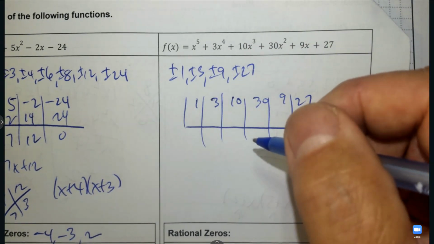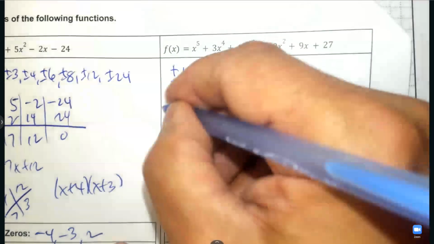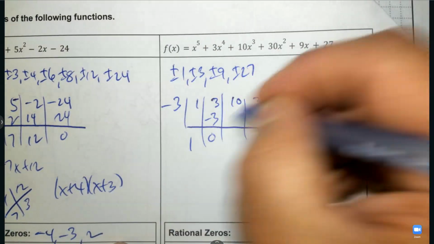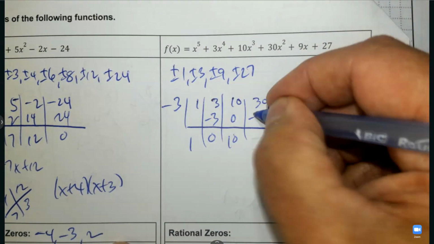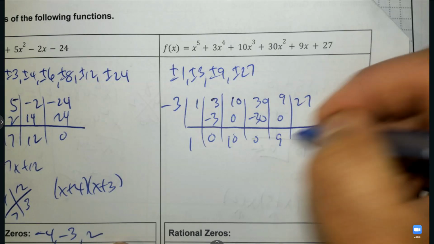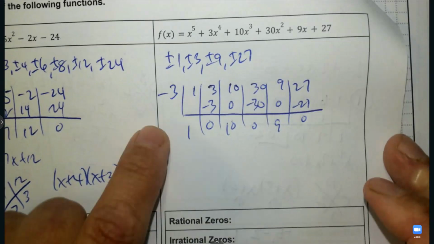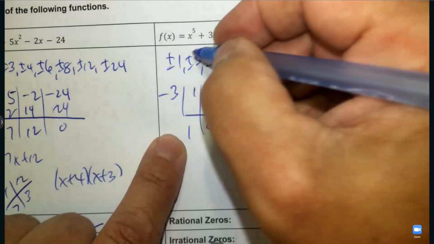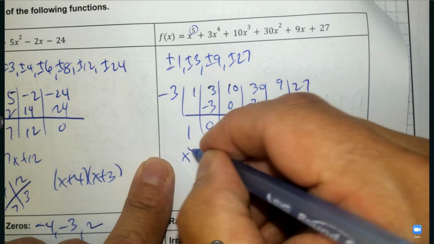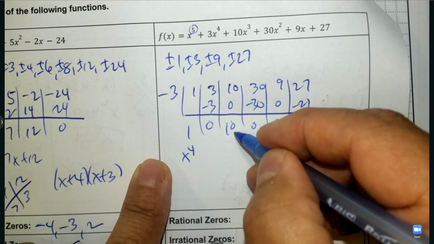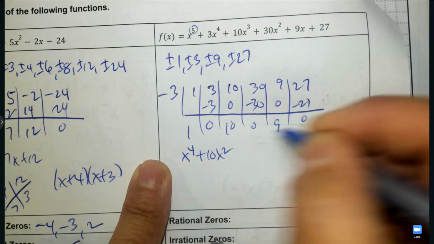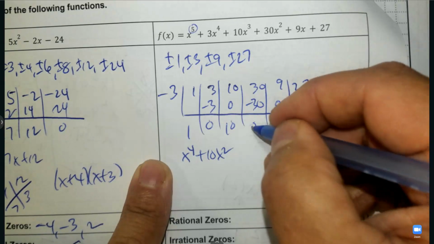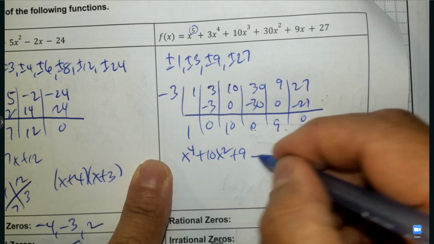1 and -1 do not work. 3 and -3. I think -3 works. I know it works. Now, what's left over is 1 degree less. So it's 1x to the 4th, no x to the 3, 10x squared, no x, 9, and then I'm going to factor that.